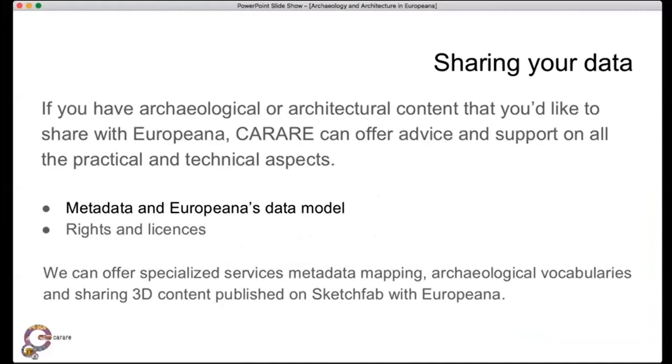and support on all the practical and technical aspects, from metadata in Europeana's data model, rights and licenses. We can also offer specialised services on metadata mapping with archaeological vocabularies and sharing 3D content published on Sketchfab with Europeana.